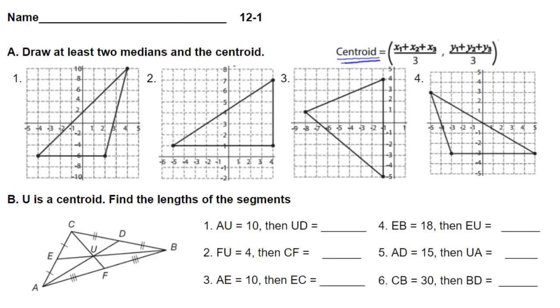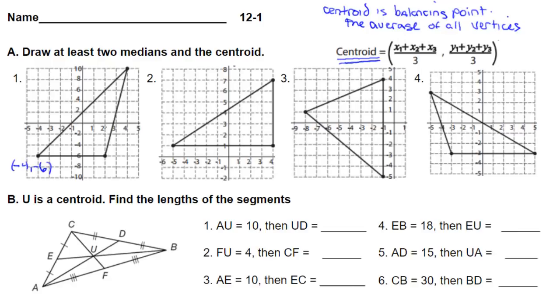All right, let's look at some of these problems. A centroid. Centroid is a balancing point, center of gravity. It's the average of all the vertices. So if you can find the midpoint, you can find a centroid. All you got to do is add up the x's, divide by 3, add up all the y's, and divide by 3 of the vertexes.